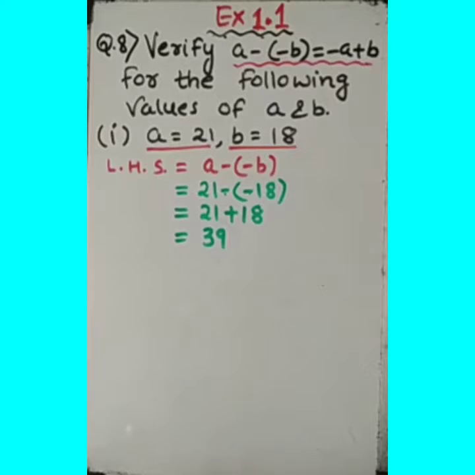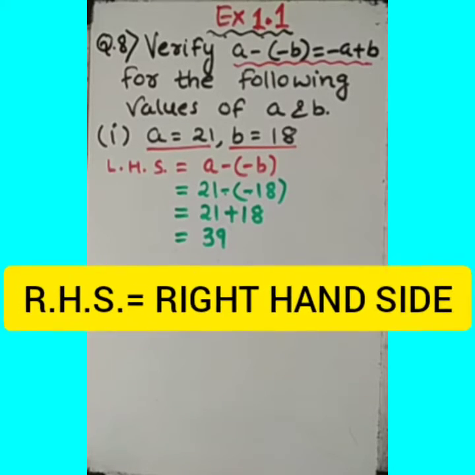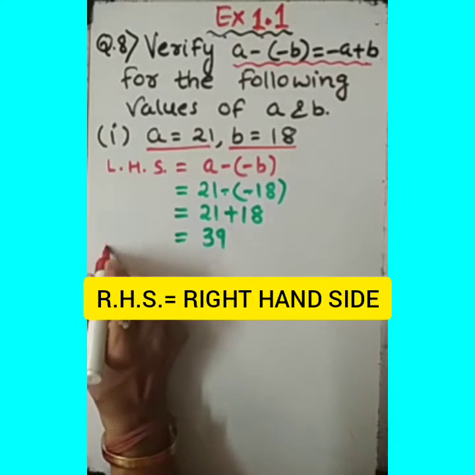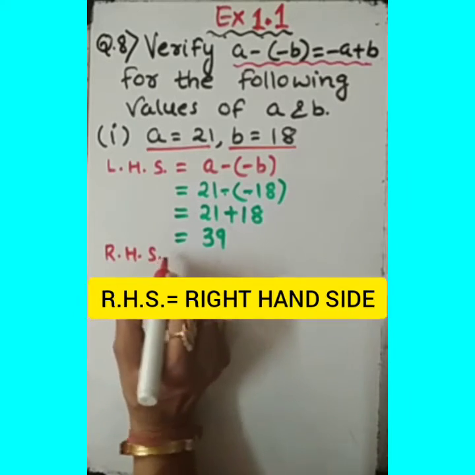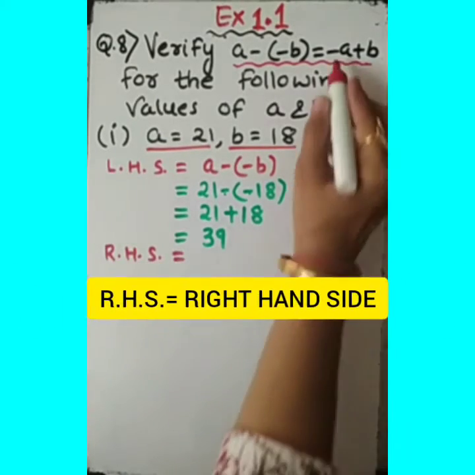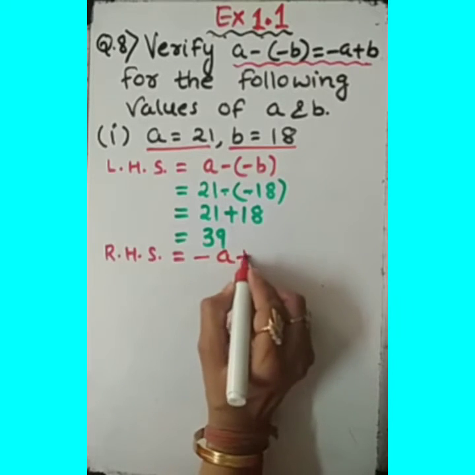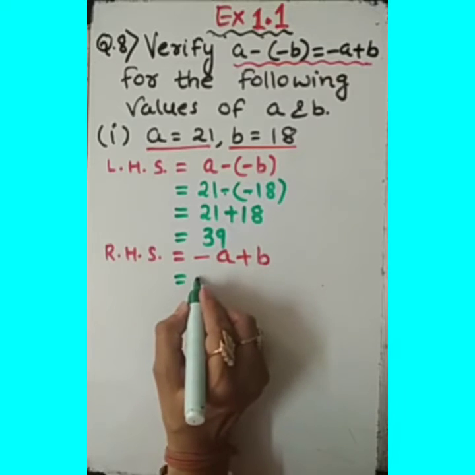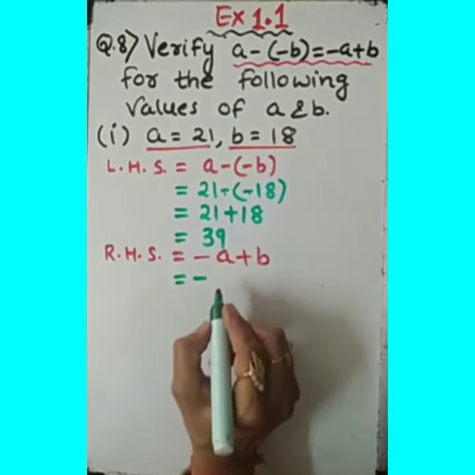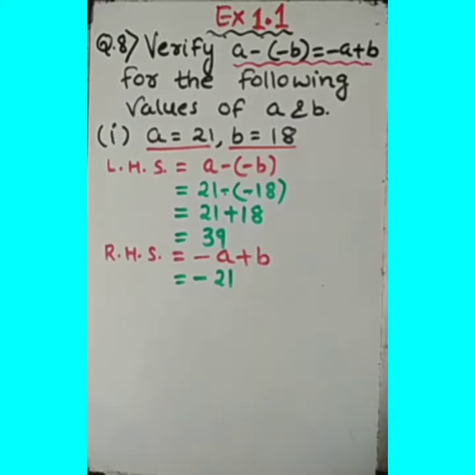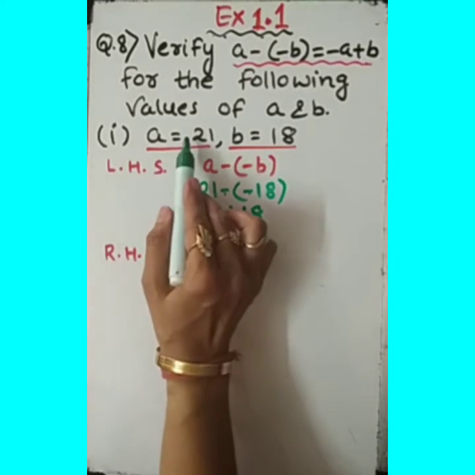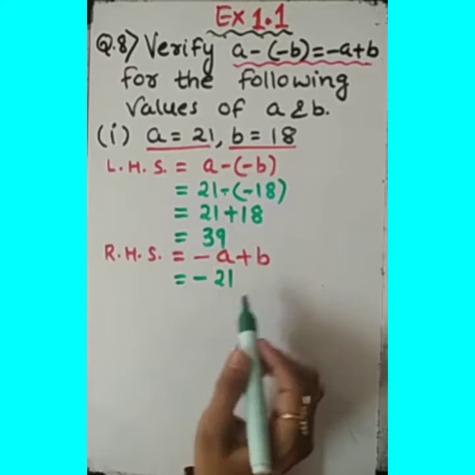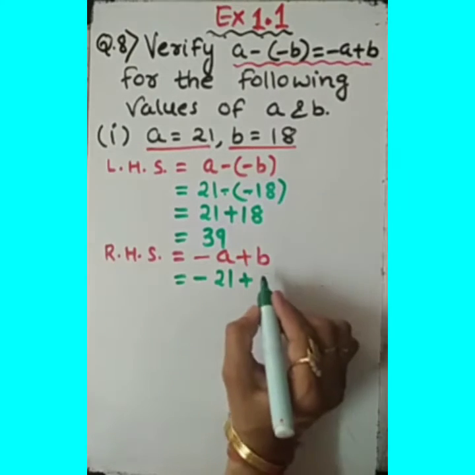Okay. Now we will work out on RHS. RHS means right hand side, that is minus A plus B. Minus A plus B we are given. Now let's put its value. Here it is already minus given and this is positive, so I am writing it as it is, A. But if it will be negative, then I need to write it in a bracket. Plus B. B is 18.